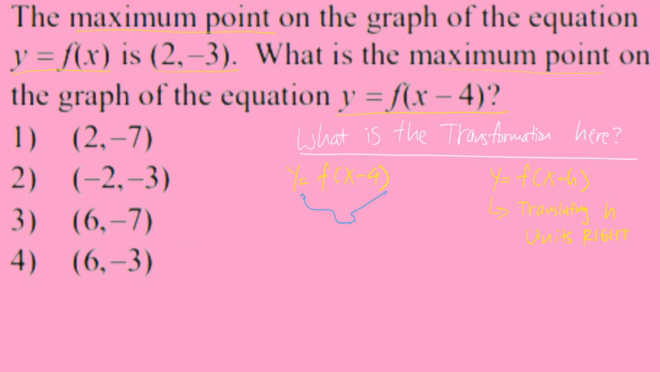In order to solve this, we must ask what is the transformation here. So the new equation that we had is y equals f of x minus 4. This means that we're translating 4 units right. So we can write translate 4 units right. Our maximum point on the original function was 2, -3. This means that we're adding 4 to our x-coordinate, getting us the answer of 6, comma, -3, which is why our answer is answer choice 4.